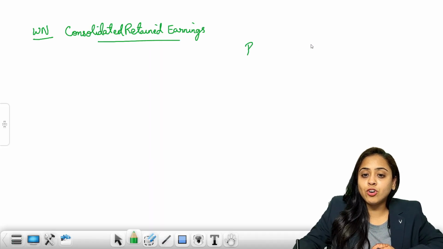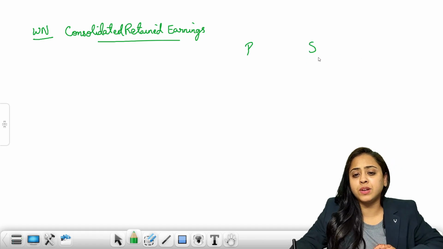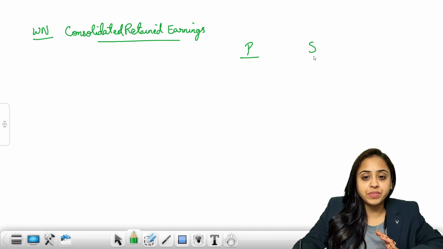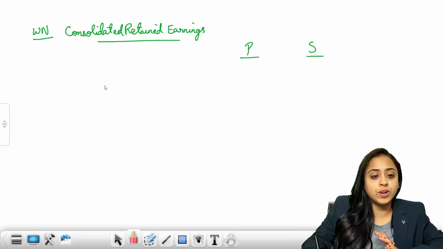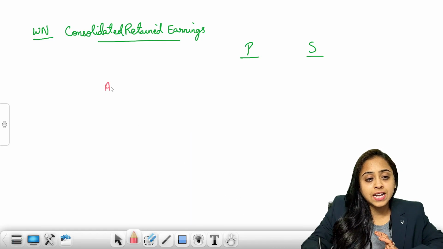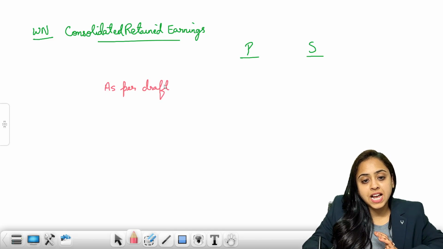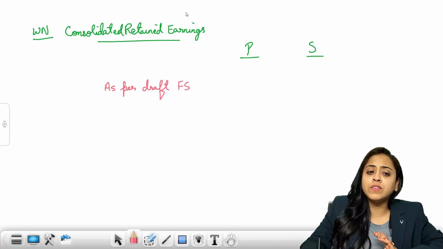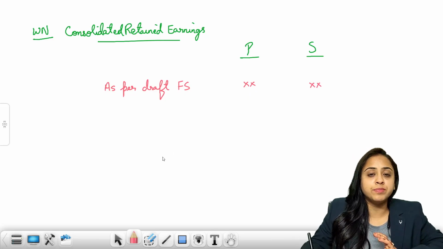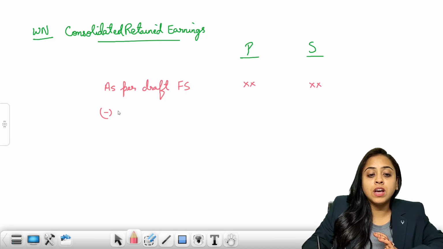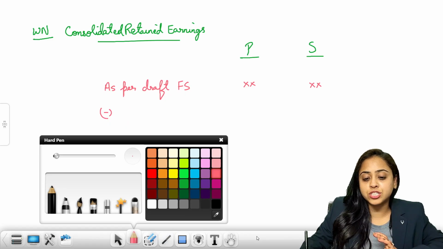There is a parent column, subsidiary column, maybe subsidiary 1, 2, 3, maybe if there is any associate, this is how we go ahead. Okay, we'll start with the profit as per draft, as per balance sheet. So as per draft financial statements, whatever the retained earnings are, we'll go with the same closing retained earnings generally.